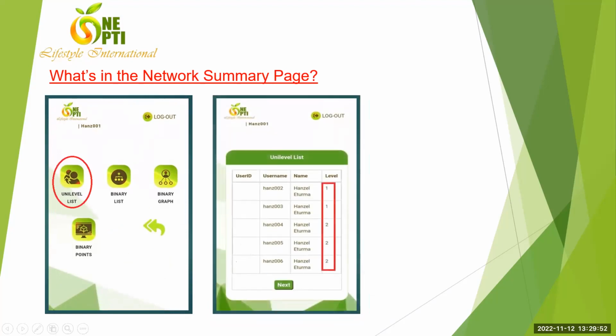So the uni-level list, okay, this is just an example on my end. Under the uni-level list icon, this will provide you the list of members of your network by level. When we say by level, each person that is encoded is determined by levels. So if they are all your direct sponsors, basically they are all your level 1. So if you sponsored someone, even if it's 100 or more, as long as you are the direct sponsor of these people or of these dealers, then they are all considered your first level.